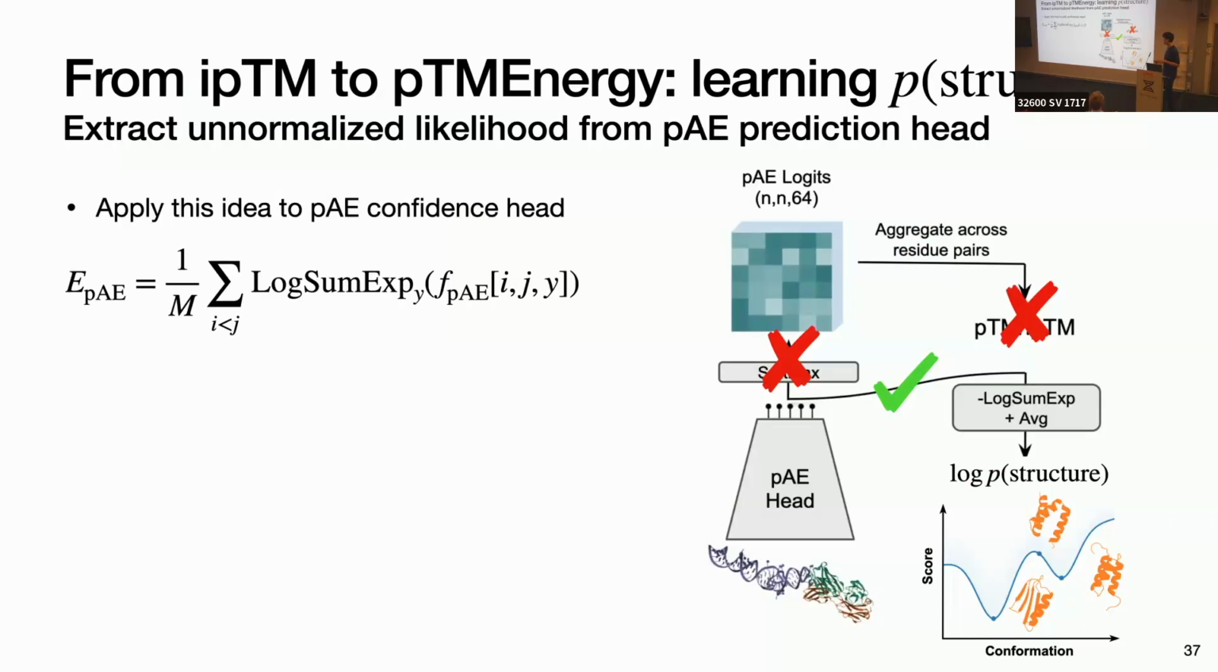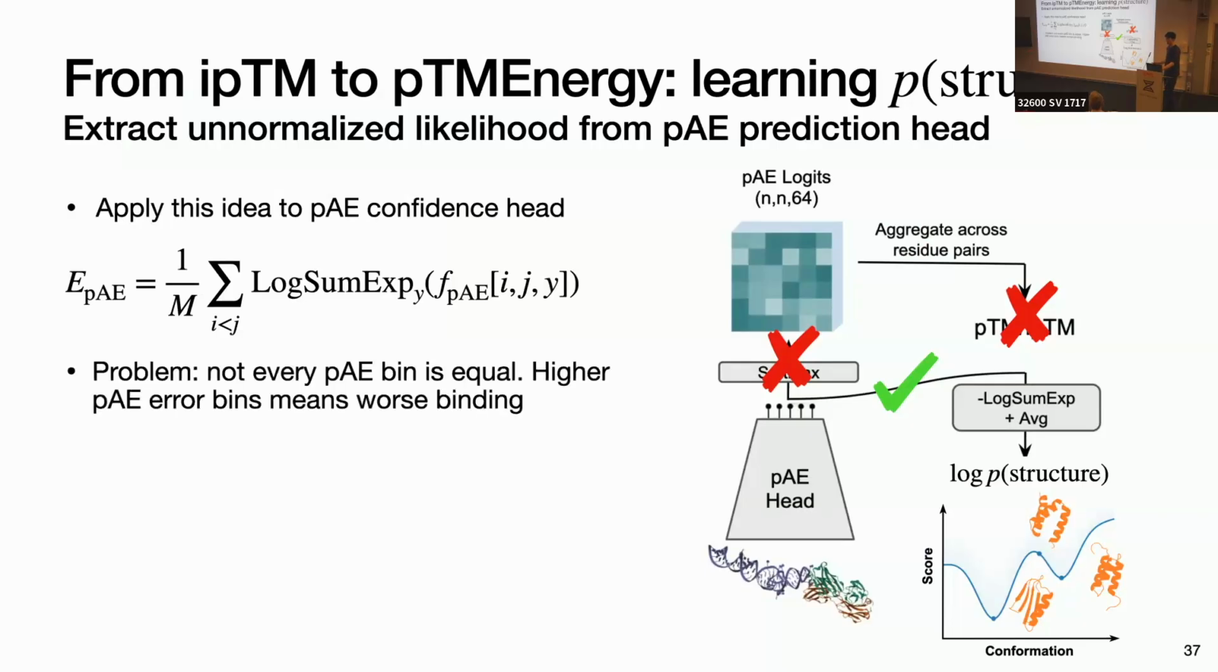But instead of running through the softmax, you take the logits before softmax and plug in log sum exp, and then you can get a normalized version of your log P structure. This is how we calculate the energy from AlphaFold, and you just get this out of the box.